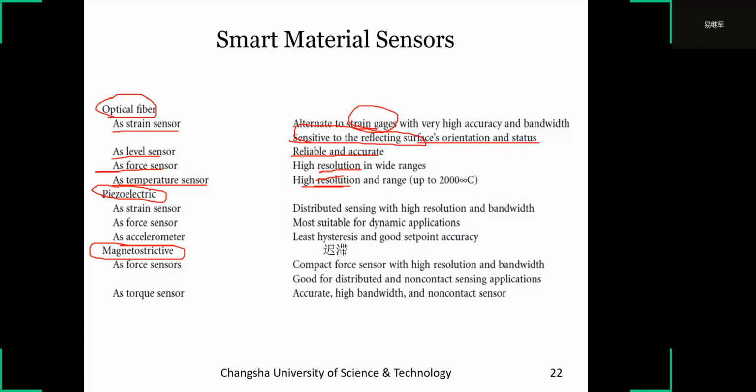Optical fiber as a force sensor has high resolution; as a temperature sensor, high resolution. Piezoelectric used as a strain sensor offers distributed sensing with high resolution and bandwidth. As a force sensor it is most suitable for dynamic applications. It can also be used as an accelerometer. Nitinol has hysteresis and a good set point accuracy.